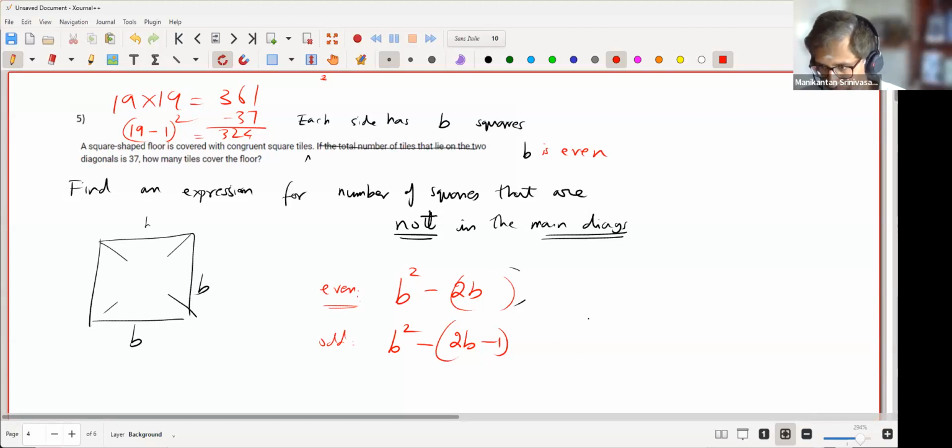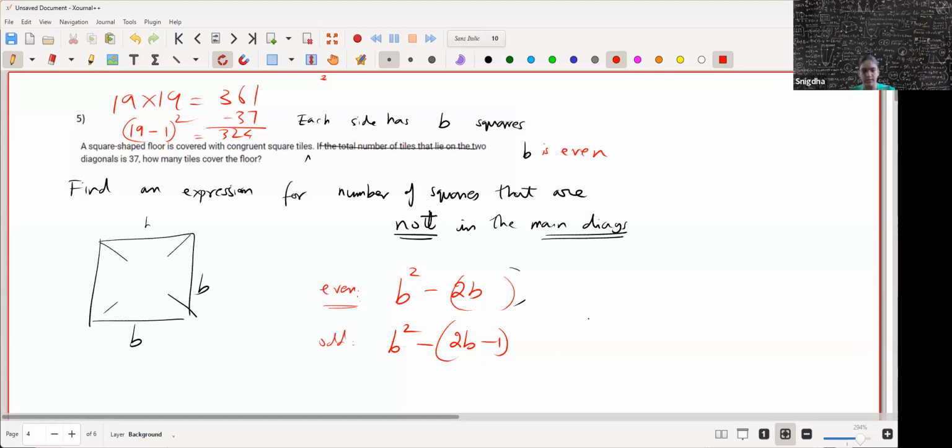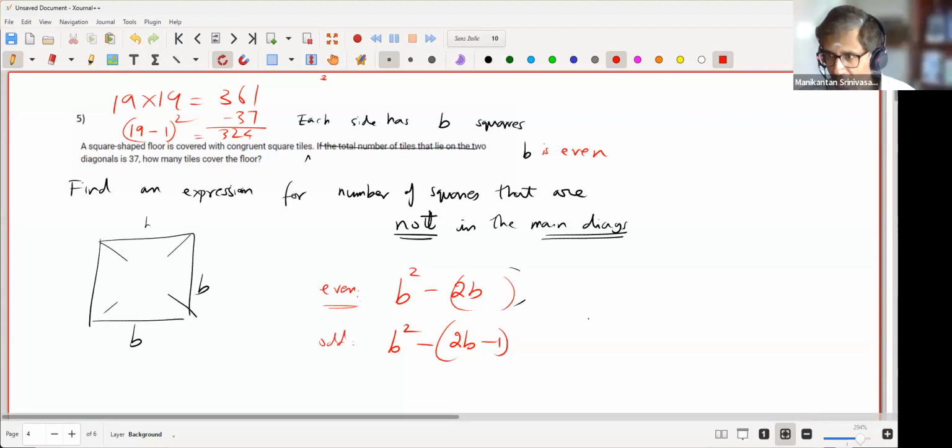Snigdha, you're okay? Okay. Now, one more extension. No matter whether B is even or odd, prove that the number of squares that are not on the main diagonal, whatever expression that we are finding, will always be a multiple of 4. So prove that this expression that we found will always be a multiple of 4, irrespective of whether B is even or odd.